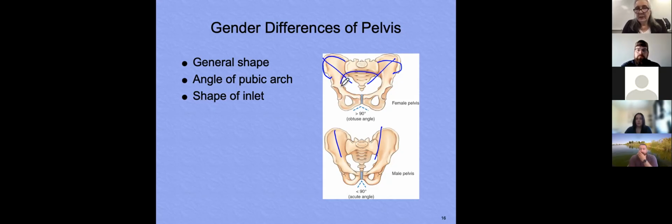This right here is the pelvic brim or pelvic inlet. This has a rounder shape versus an oval shape. This isn't a really good example. So the inlet is usually smaller and more oval on the male.